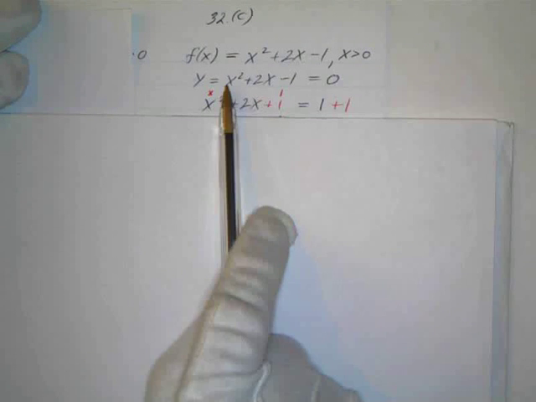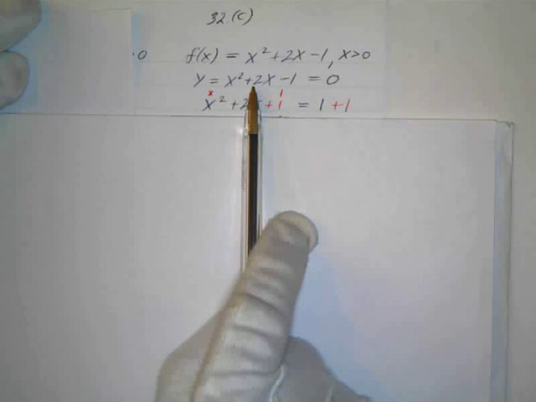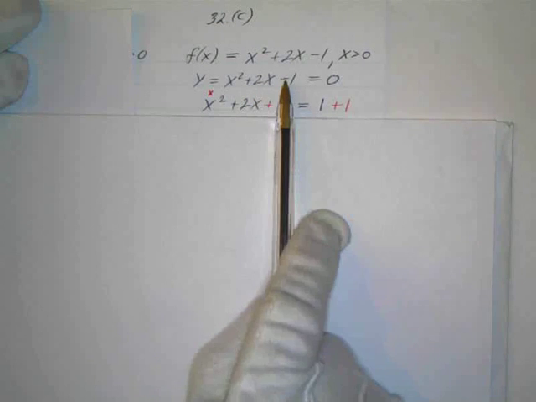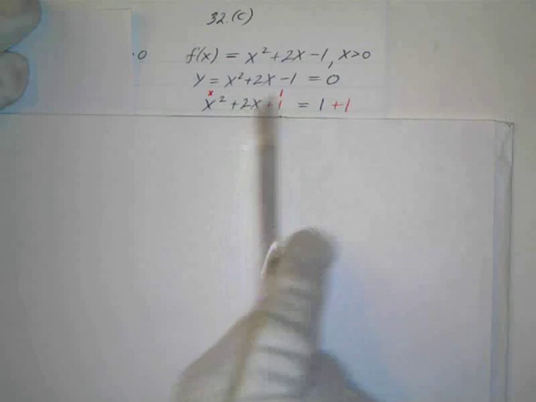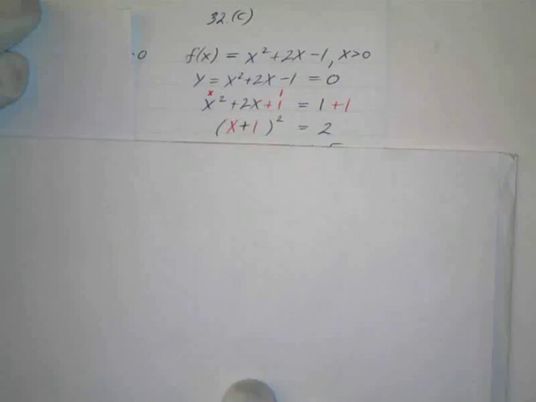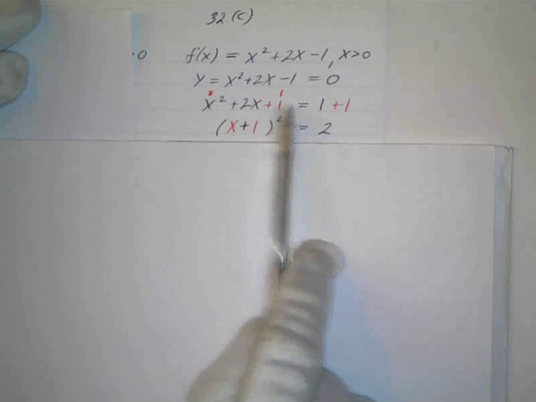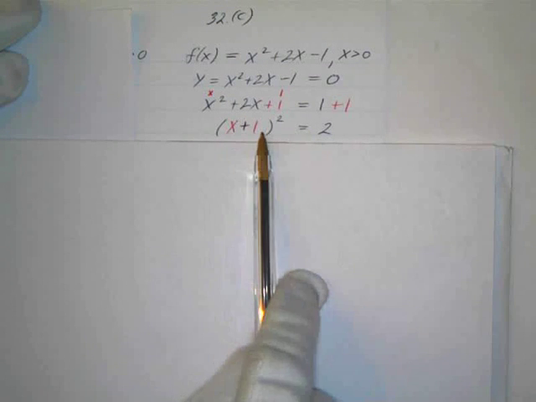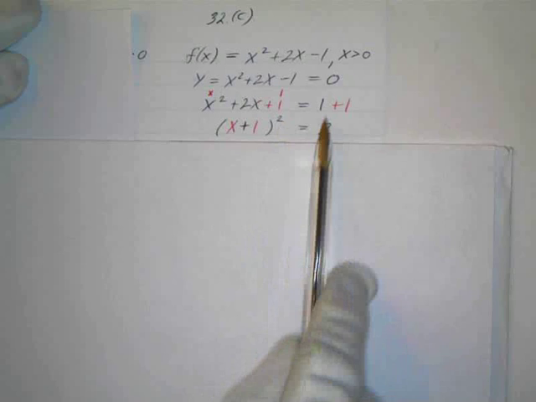So what I did was this is 1 and this is an even number. It's real easy to complete the square. I just put my 1 on the other side, and then half of 2 is 1, so I add 1 to both sides. And this is a perfect square trinomial, so this is the factor form, x plus 1 squared, and 1 plus 1 is 2.